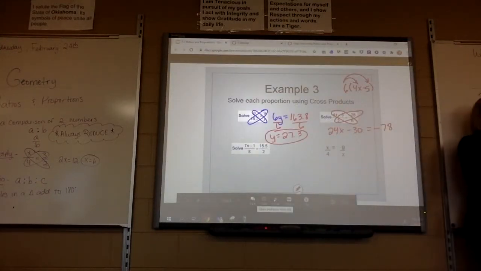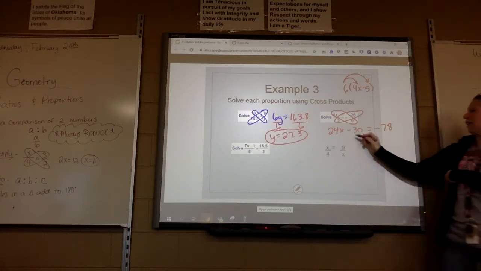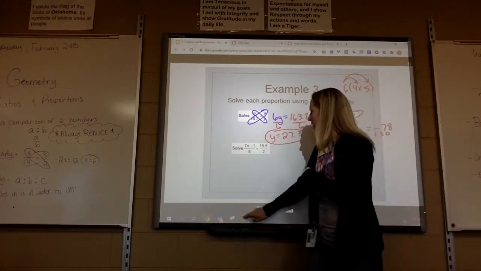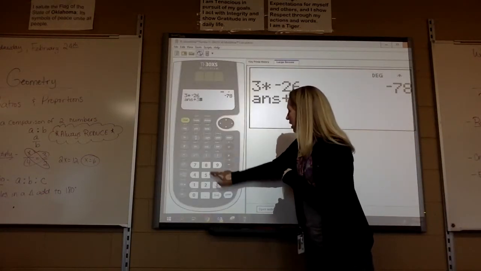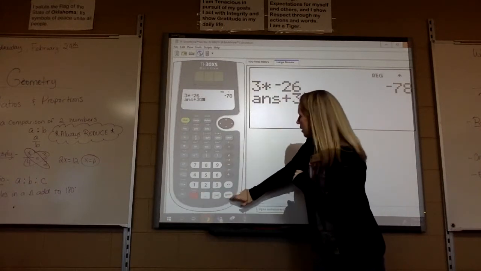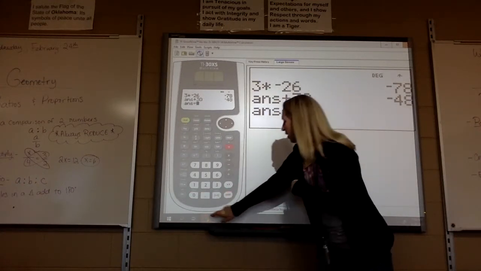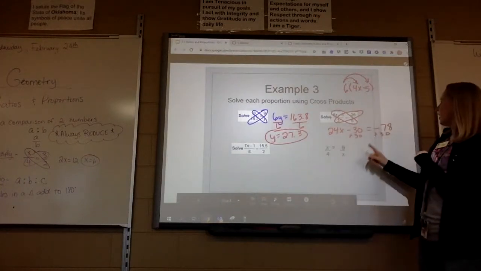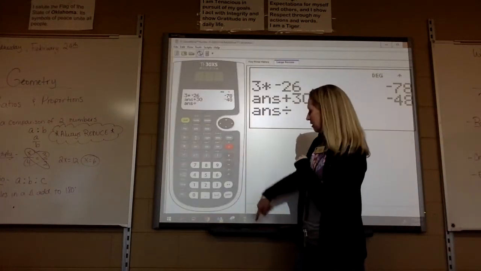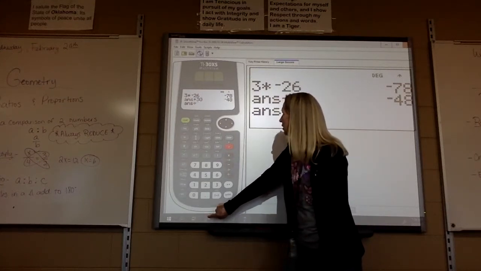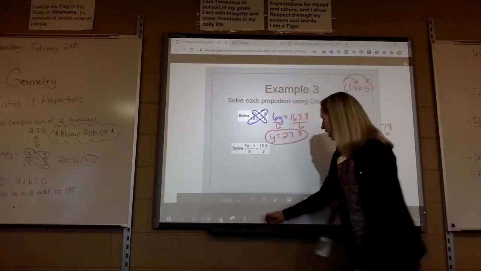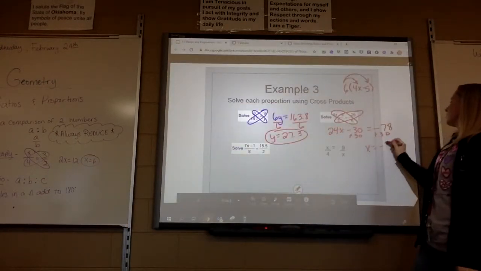Then what do we do to solve? Add 30. Negative 78 plus 30 is negative 48. And then divide by 24. It's negative 2, right? X equals negative 2.